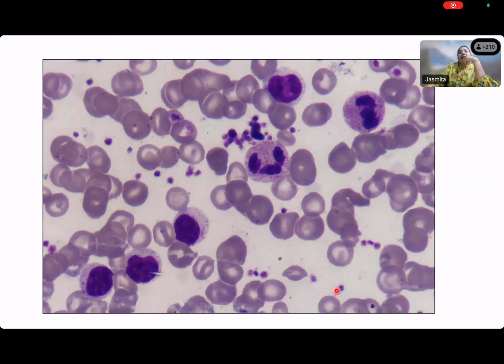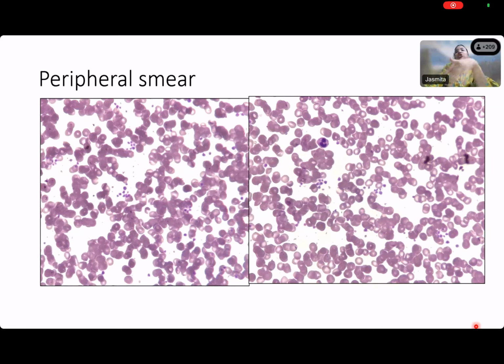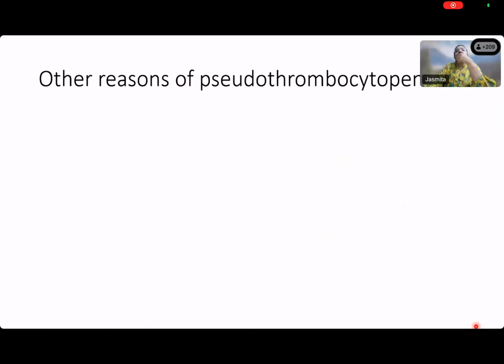So here you can see the normal size platelets, and they have a tendency to form clumps when you're looking at a fingertip smear, or even in a case of an EDTA smear, you may get small clumps of 2 or 3 platelets each. So this is a peripheral smear that is showing extensive clumping, and very frequently the counter would flag these patients as thrombocytopenia. So this is a frequent cause of pseudothrombocytopenia.